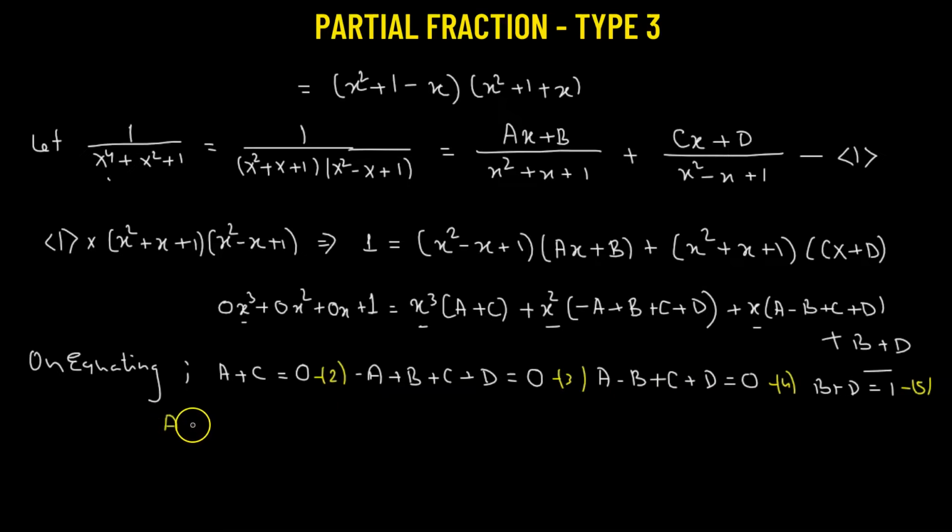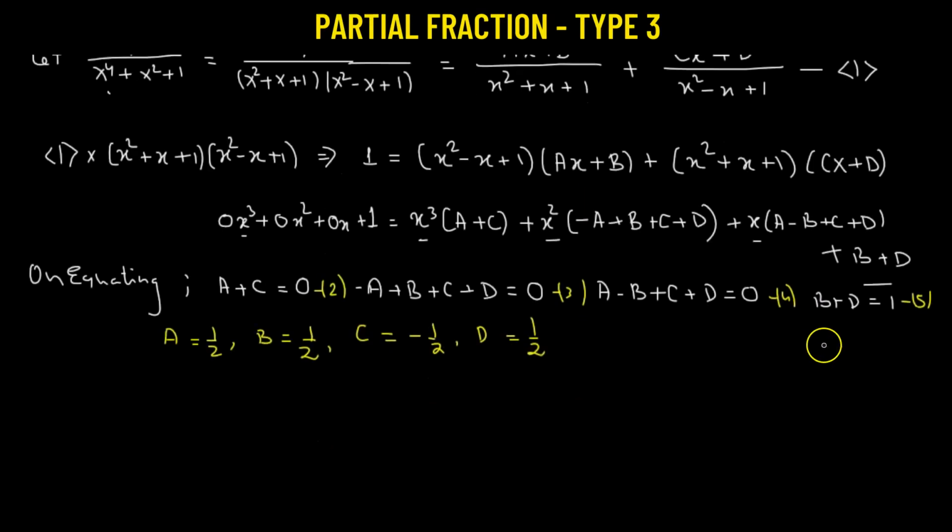So a will be equal to positive half. The value of b is going to be equal to positive half as well. The c value will be equal to negative half, and the d value is positive half. So now we have the values of a, b, c, and d. All we have to do is replace these values back in equation number 1.